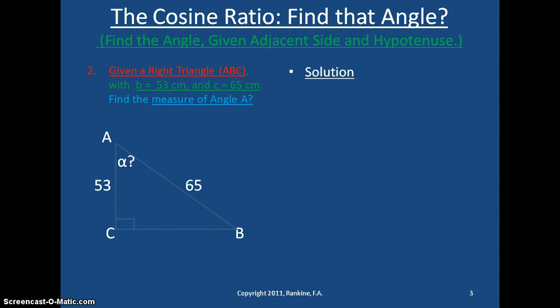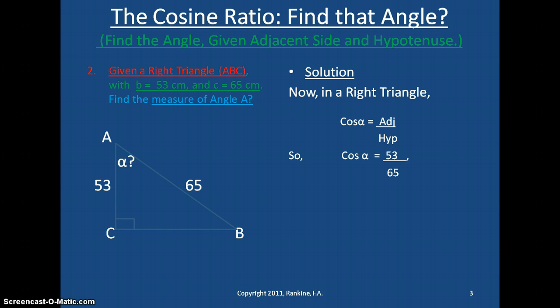Quickly, you need to be able to spot the opposite side. Then you can locate your adjacent side, and the hypotenuse, of course, is across from the right angle. So here, the adjacent is 53. The hypotenuse is 65. Once again, we're going to use the cosine ratio. So the cosine of alpha is equal to 53 divided by 65.